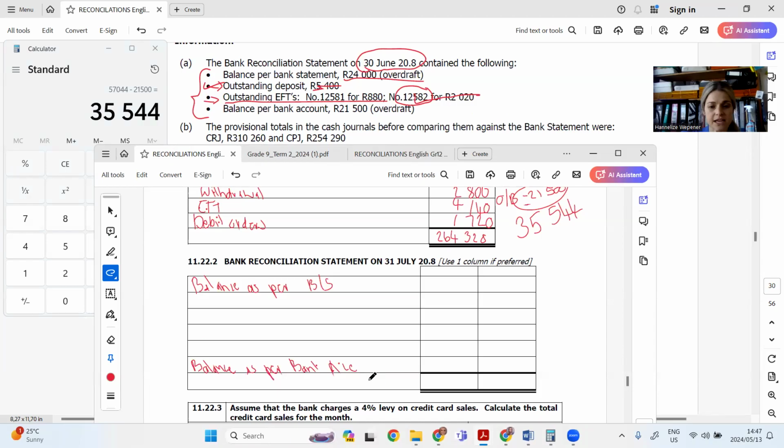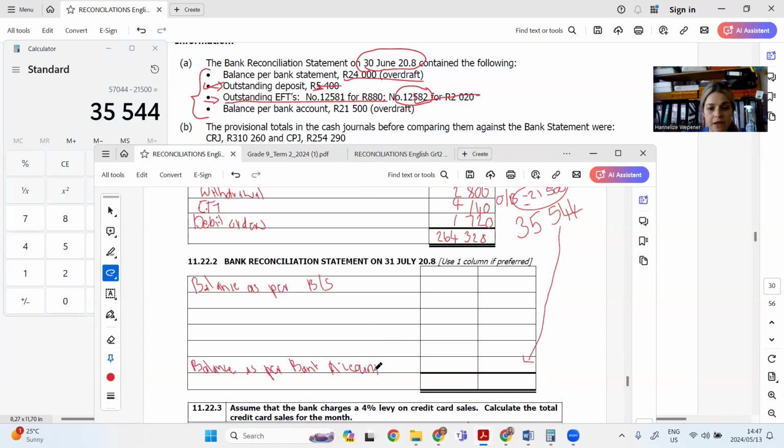Okay, so this is in our books, and we are saying that, you know what, we understand that sometimes things do not reflect on the statement immediately, or we might have made some errors. So there we will find the errors and omissions that will get us back to our bank statement balance. So for the bank account balance, whatever we have in our books, we have to reflect that in the bank reconciliation statement as well.